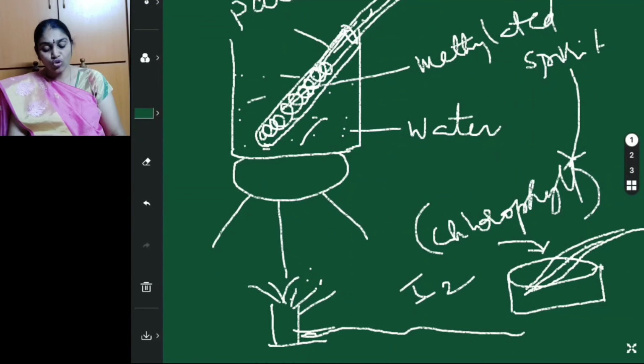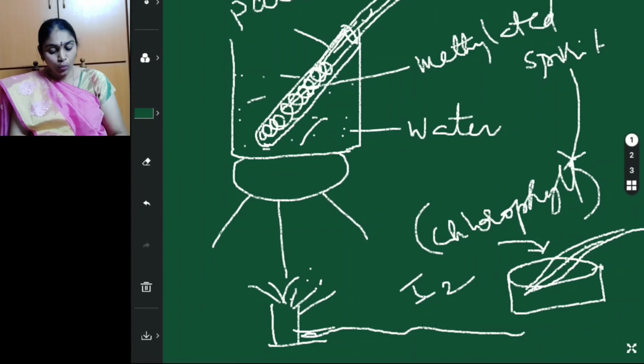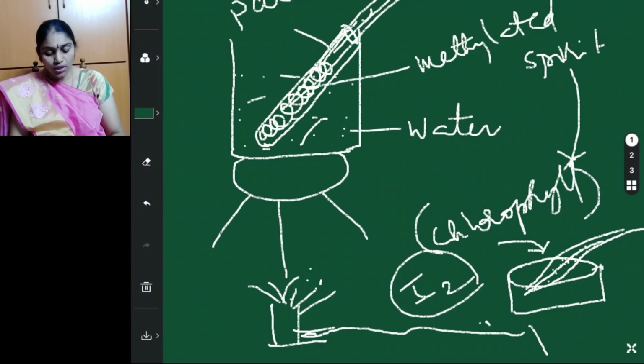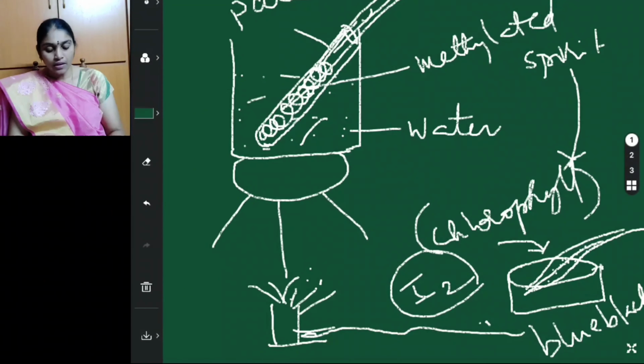It is chlorophyll free. Generally leaves, when they are with chlorophyll, will be green in color, but when it is pale and when you put a few drops of iodine on it, then it becomes bluish black. Already you have learned, when iodine reacts with the starch, then only it becomes bluish black. So what does this indicate? This color change indicates the presence of starch.